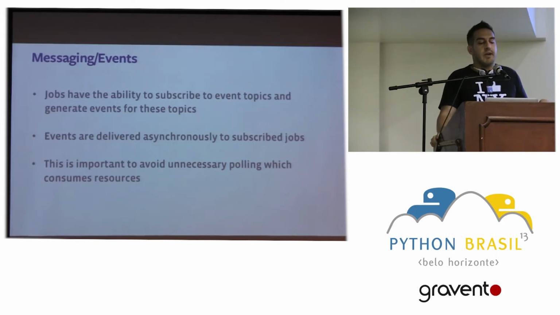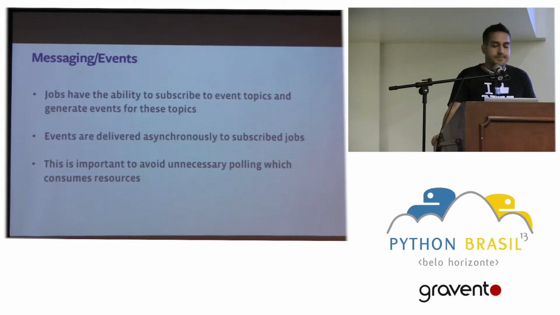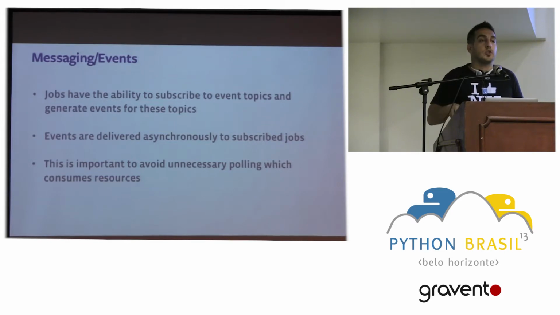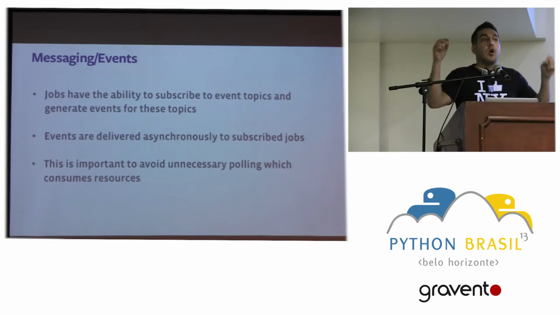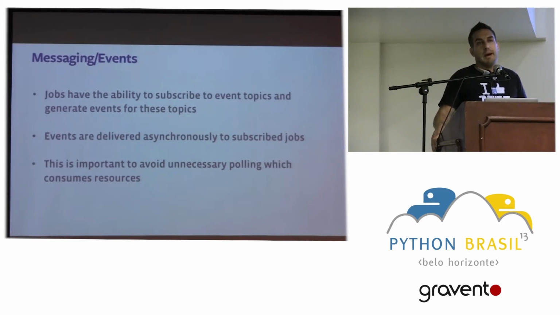So we also integrate FBJE with an asynchronous messaging system. Jobs can subscribe to certain topics, and whenever an event is published to that topic, all the jobs that are subscribed to that topic get a notification and they get woken up. So a signal will tell the job, wake up, the thing you were waiting for actually happened. So you might want to do something about it.